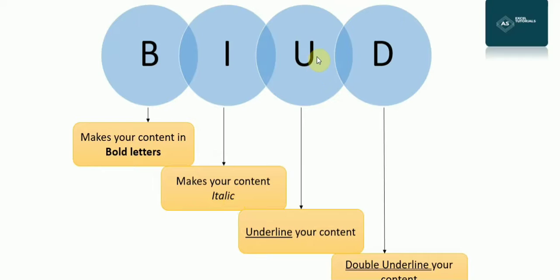What is U? It underlines your content. As you can see, your data has been underlined. Now what does D stand for? It stands for double underline. What is the function of that? It underlines your data twice.